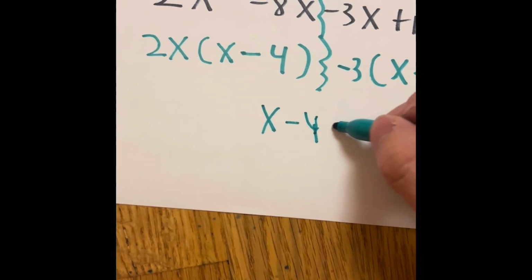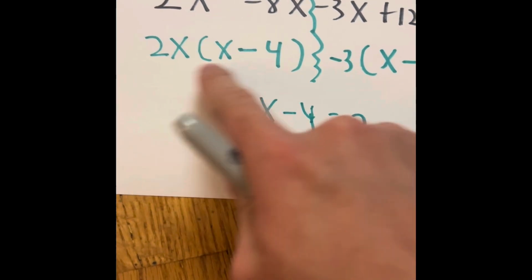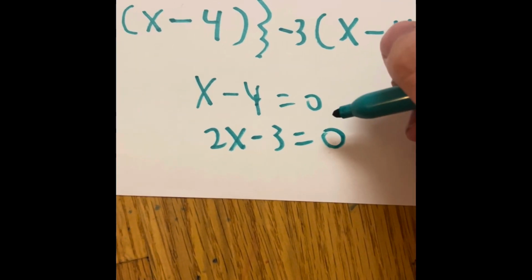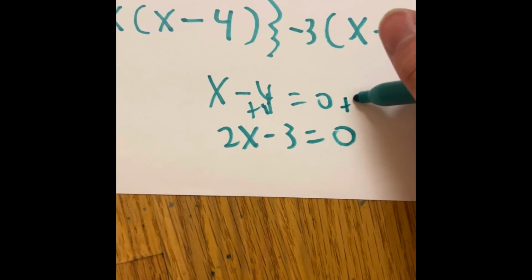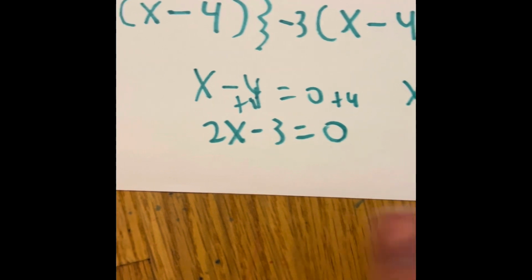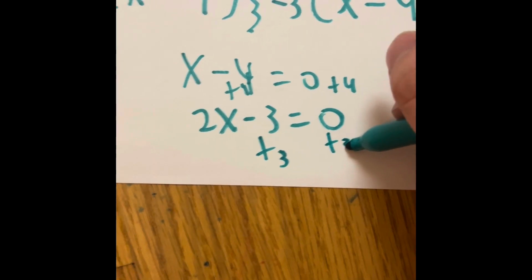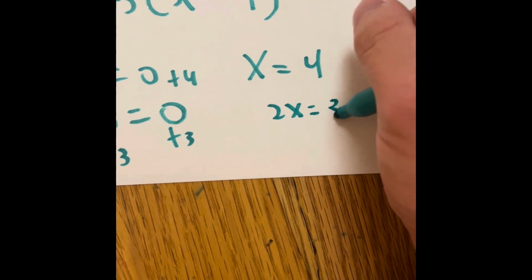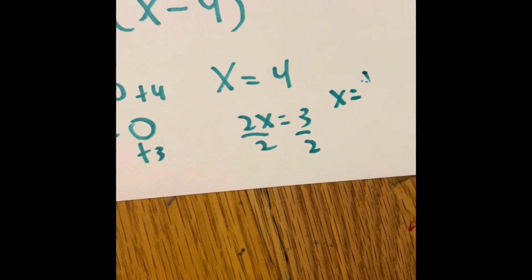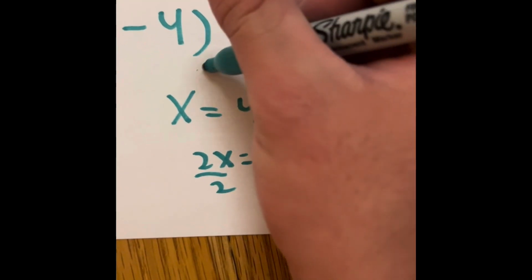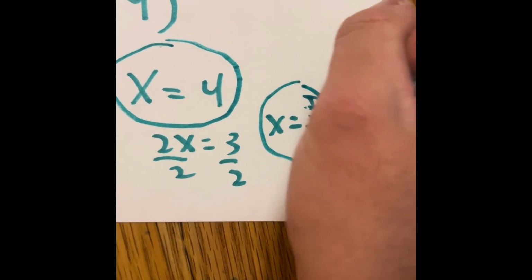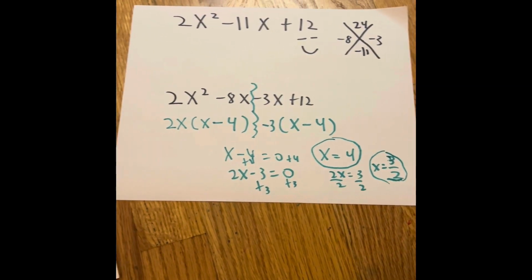x plus 4 equals 0, and 2x plus 3 equals 0 as well. So we subtract 4 from both sides, so x equals negative 4. For 2x plus 3, subtract 3 from both sides: 2x equals negative 3. Divide by 2 on both sides: x equals negative 3 over 2. So we have x equals negative 4 and x equals negative 3 over 2. That is how you do the master product property.